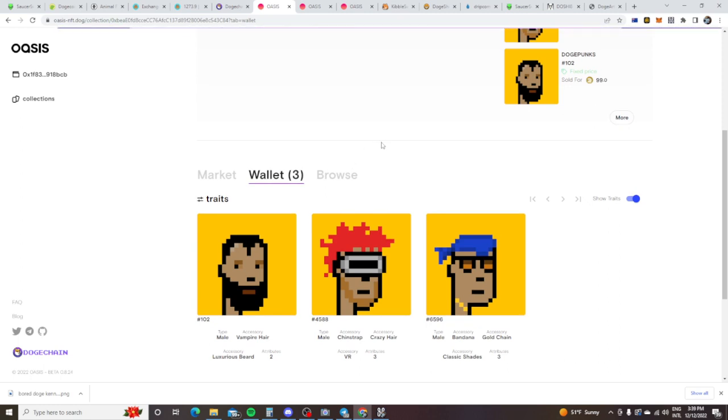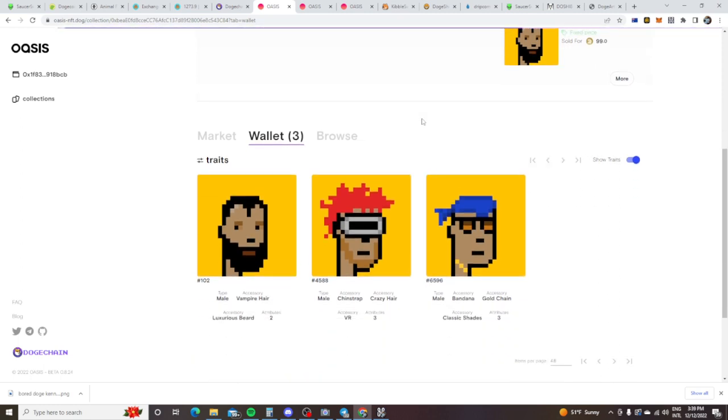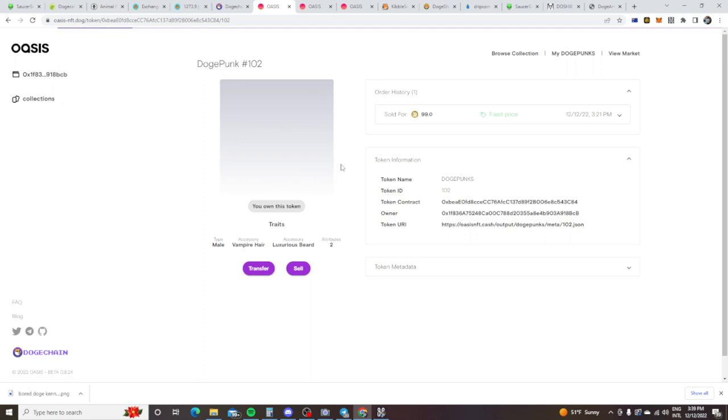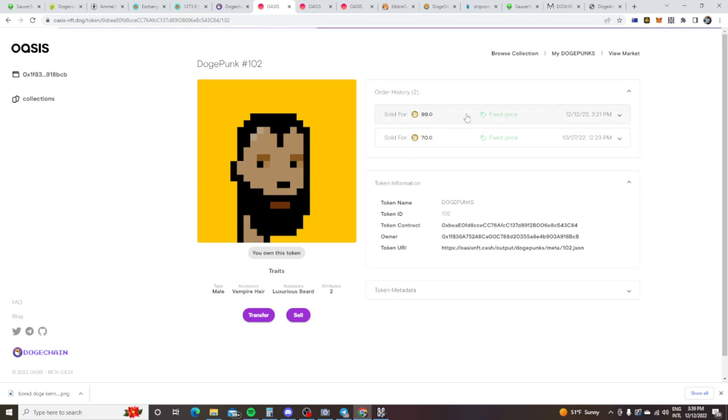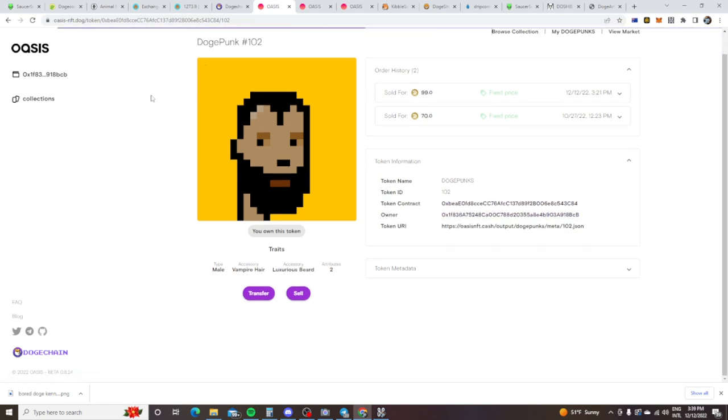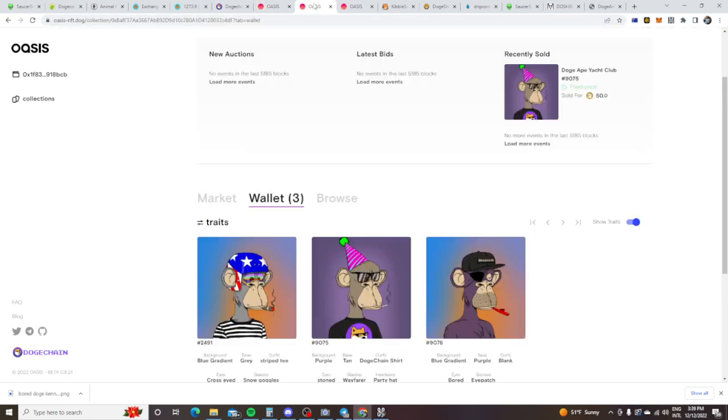When I see them, like I got this one today. It was number 102, bro. Number 102. Ever minted. So I got him for 99 Doge. And there's the history right there. Token ID. My address. So that's what's up.